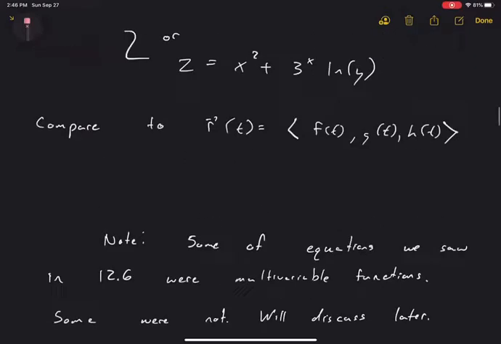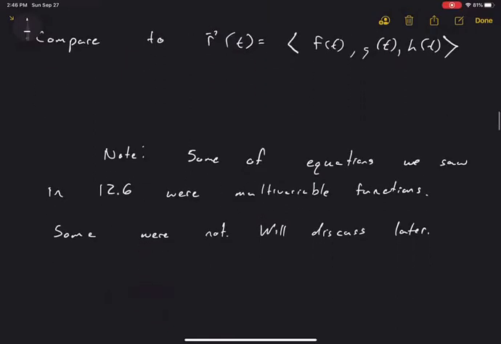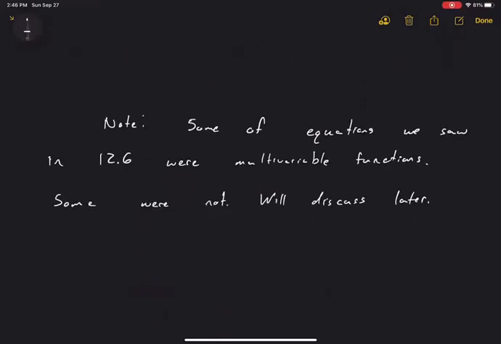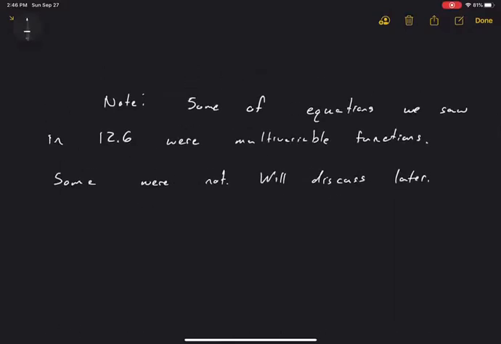Now, these multivariable functions, we've actually seen some of them before in section 12.6, and we're going to talk about that a bit later when we start talking about graphing. Some of the stuff we saw in 12.6 are actually these multivariable functions. So we're going to loop back and talk about 12.6 a little bit. Some of the stuff we saw in that section were functions, and some of it was not, so we're going to make clear what exactly in 12.6 was a function and what was not.